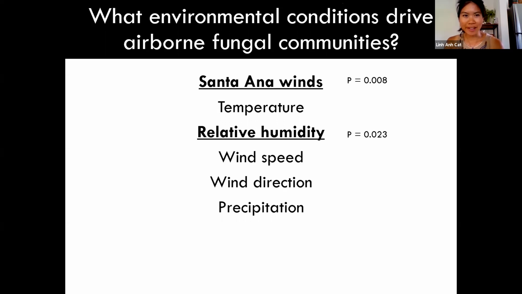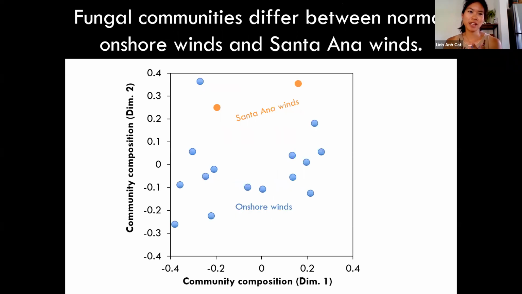I didn't simplify the next graph too much, but I will explain what's happening. So we're seeing different communities between the normal conditions and the Santa Ana winds. Basically what you need to look at is the 2 Santa Ana samples I have are in orange. The rest of the samples I have are in blue. And these dots just show each of the communities and each of the samples I took.